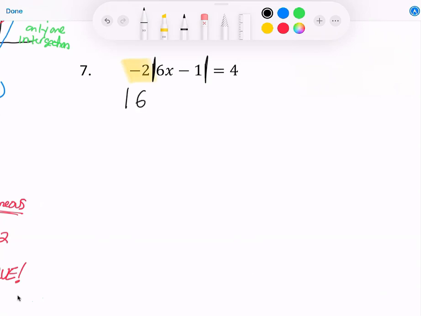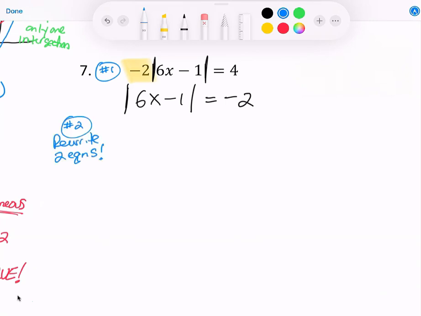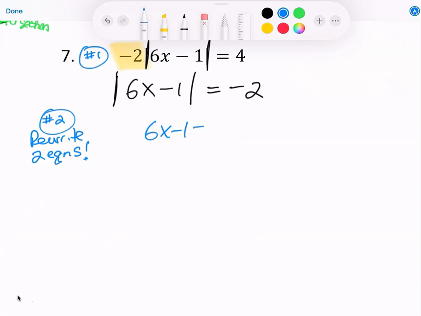So we get the absolute value of 6x minus 1 equals -2. And so that was step number 1. Step number 2, we'll write two equations. So we'll rewrite this as 6x minus 1 equals -2. That's the first equation that we write. It's identical other than we've dropped the absolute value bars.